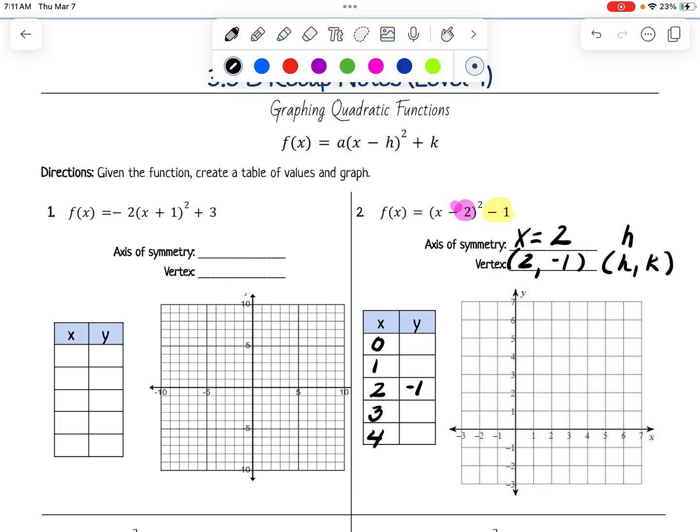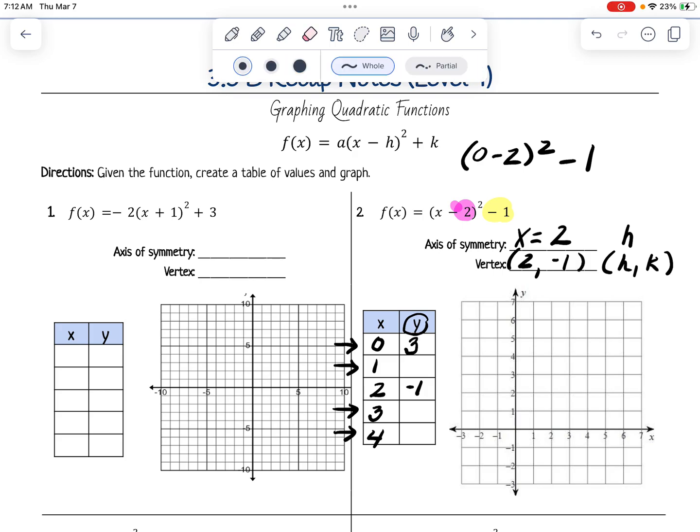Now, to get the rest of these values, your y values, you're going to take these x values and plug them into your function. So I'm going to write my function here, which is (x - 2)² - 1. Now, instead of this x, though, I'm going to plug in these x values, and I'm going to start with the 0. You're going to take that 0 and plug it into your calculator. And when you do that, you're going to end up with 3.